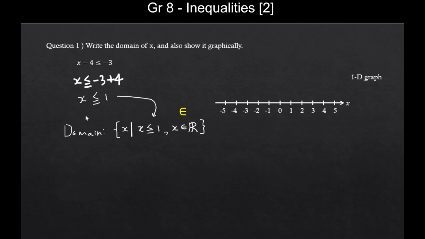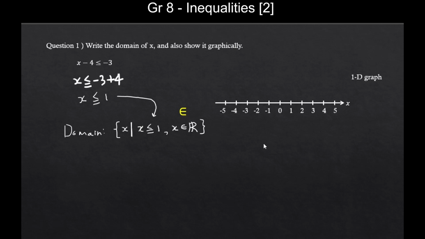Our domain says x is smaller than or equal to 1, right? And x is a real number. So x could be 0 or -1 or -2 or even 0.5 or 0.9 and so on. Because x is a real number, and real numbers include decimals and all that, right?